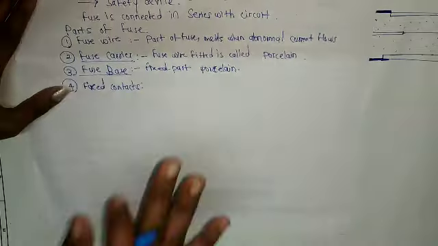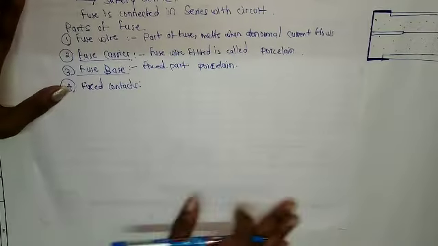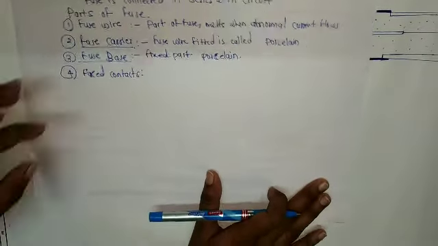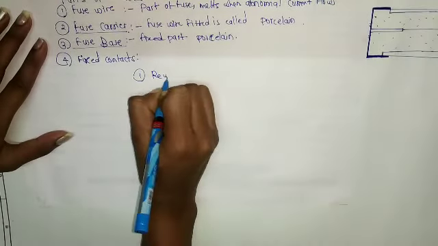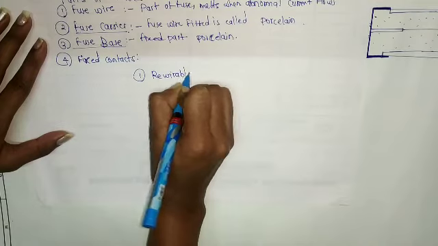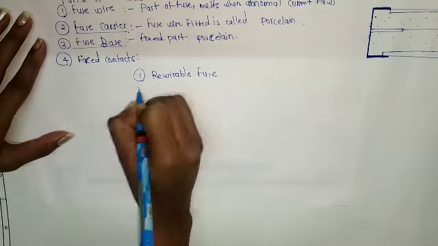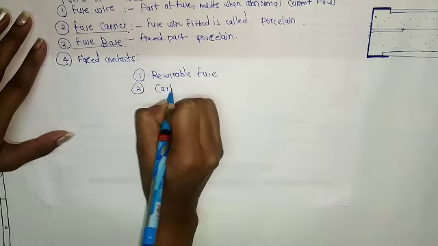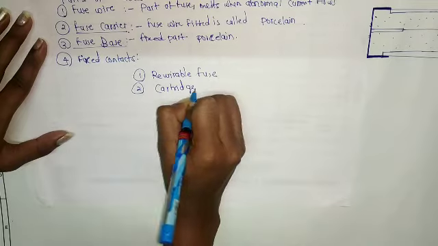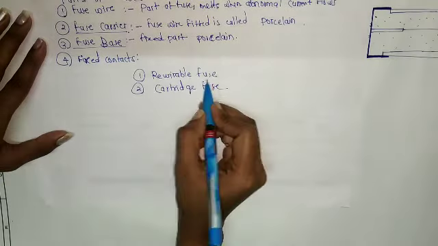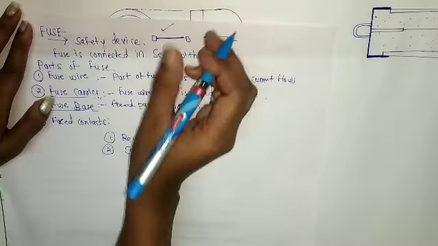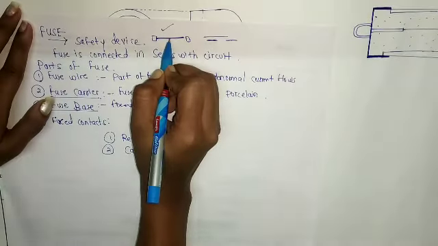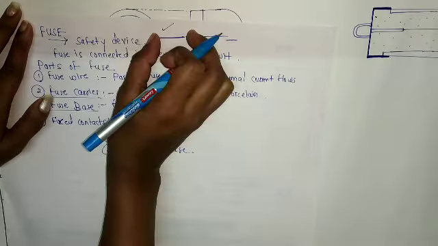Now we will see different types of fuses. So there are two types. First one is rewirable fuse, and second one is cartridge fuse. Rewirable fuse means this wire can be replaced. Once it melts, we can replace this wire. We can place here another wire.